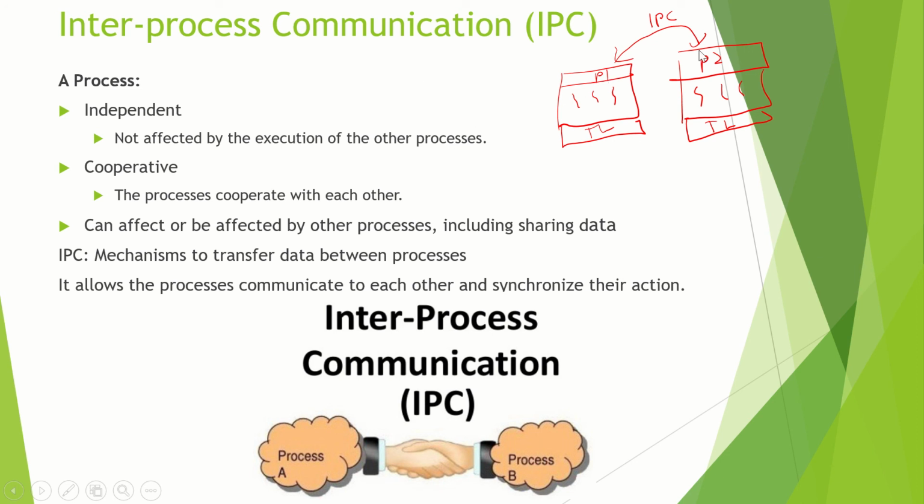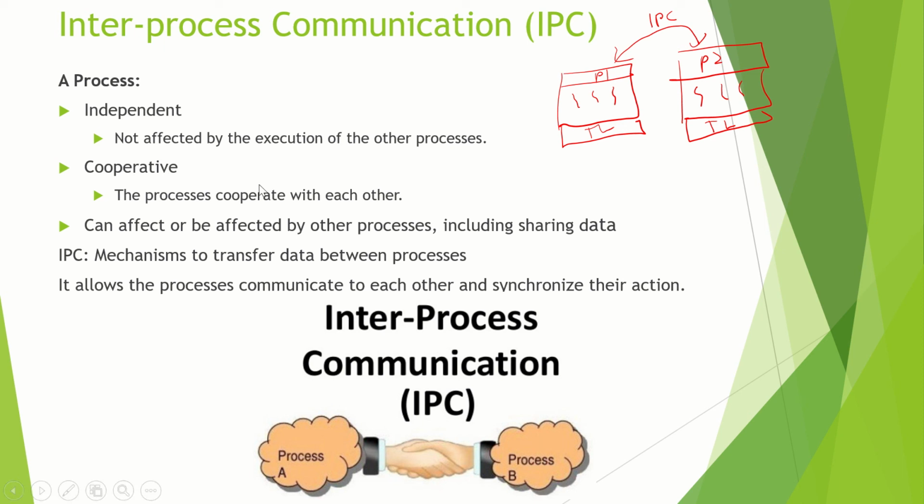Not being affected by other processes means process 1 is independent of process 2. You can execute whatever process here and whatever process there. But when it's time to communicate, it will use inter-process communication. It's also cooperative: the processes cooperate with each other and can affect or be affected by other processes, including sharing data. So some processes share the same data or resources.